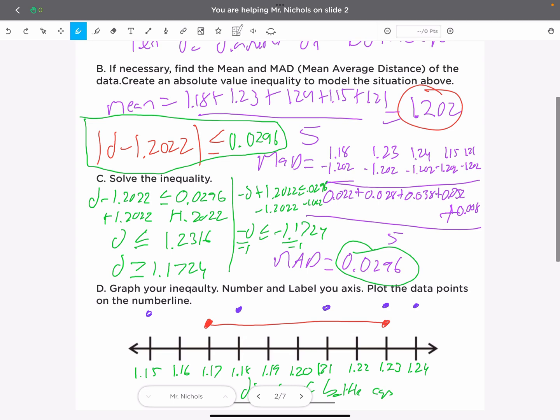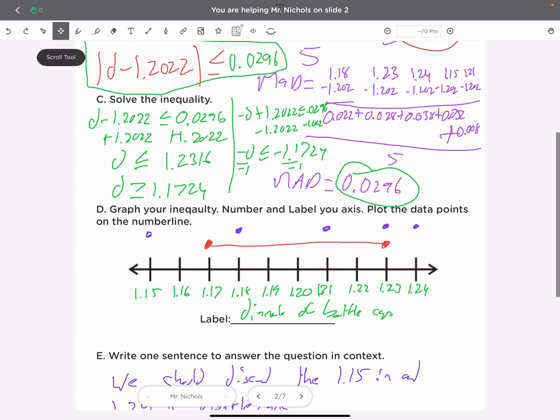You can then use that to solve the inequality. One way is you just take the mean plus the MAD and the mean minus the MAD. You can also solve it the way we did skill 3.2, and you would get D is greater than or equal to 1.1724, and D is less than or equal to 1.2316. Now, for the inequality, I just went ahead and rounded to 1.17 and 1.23.